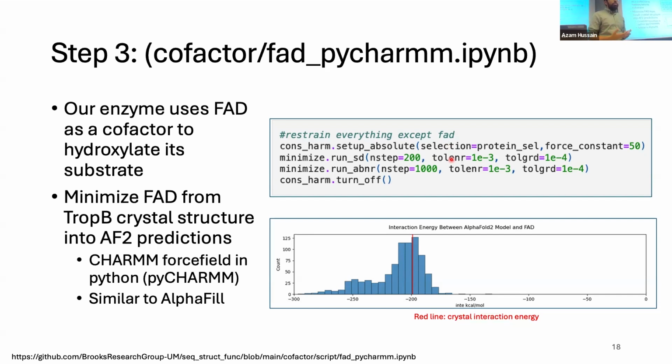Molecular mechanics force fields try to spit out an energy term, a potential that you can differentiate to get forces to move your protein around. So it already comes with an energy function. We could just look at the interaction energy in vacuum between the AlphaFold 2 structures and the F80 cofactor. And the red line is the interaction energy I got from a crystal structure.